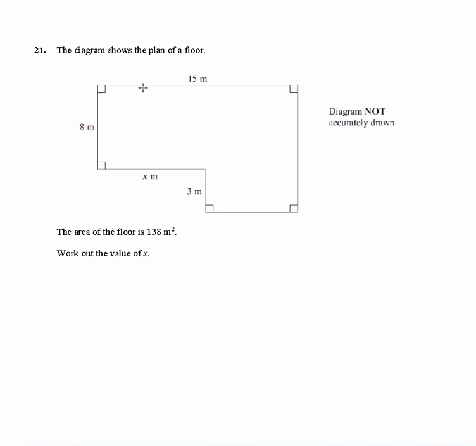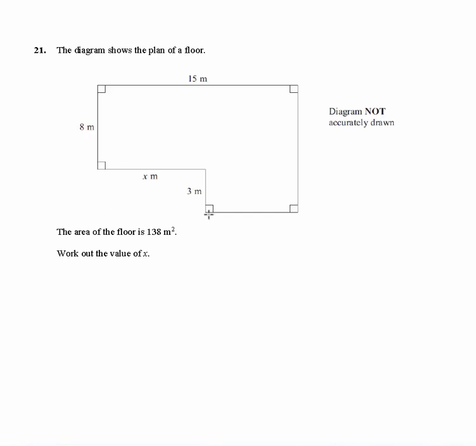Okay, so now you know what that is, and you know what that is. You can work out the area of this big rectangle. So if this bit wasn't missing, you've now got what the area would be. But you can see that it is missing, and the area is 138.